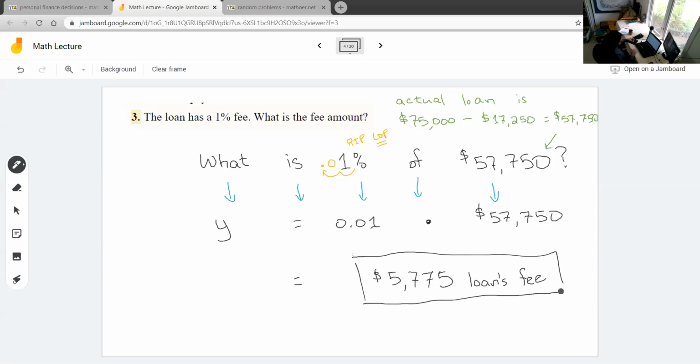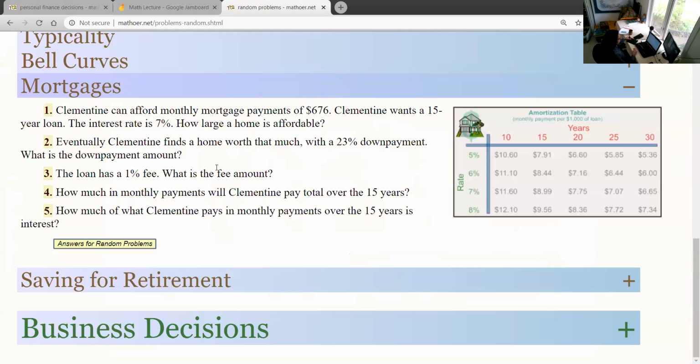So when you're doing these in homework, when you're doing these on the test, because again, the random problems become the test problems, don't get tricked. It didn't actually say what's the actual mortgage. Pay attention. You need to find that even though it doesn't ask you for it.